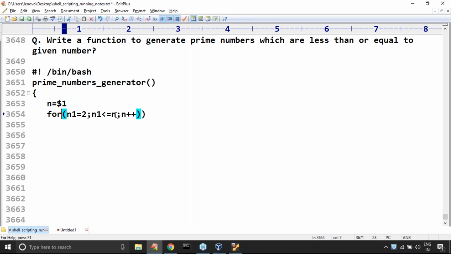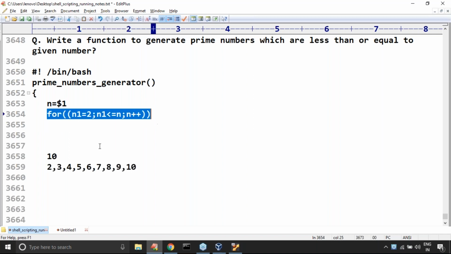Sir, can you please confirm: how many times is this for loop going to execute? From 2 to n. Just observe, I want to generate all prime numbers which are less than or equal to 10. So for the n1 values 2, 3, 4, 5, 6, 7, 8, 9, 10, this for loop is going to repeat.